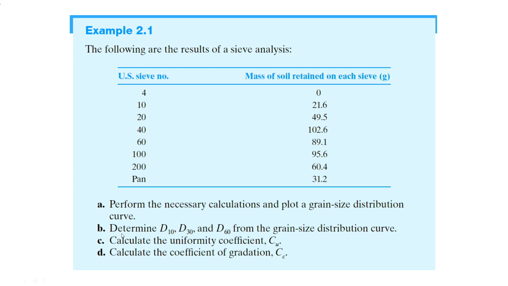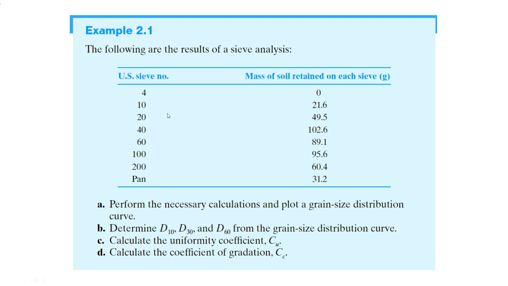Then you are asked to determine D10, D30, and D60 from the grain size distribution curve, and to calculate the uniformity coefficient and the coefficient of gradation, Cu and Cc. This is actually the core analysis we do on the particle size distribution curve. But before we do this, the first thing is to plot the particle size distribution curve based on this result, right? So it is easy.